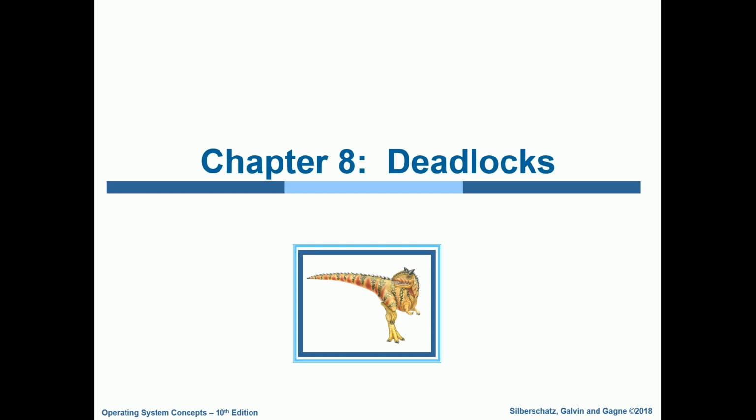Today, we're going to discuss deadlocks. In a multi-programming environment, several threads may compete for a finite number of resources. Sometimes, a waiting thread can never again change state because the resources it has requested are being held by other waiting threads. This situation is called a deadlock.